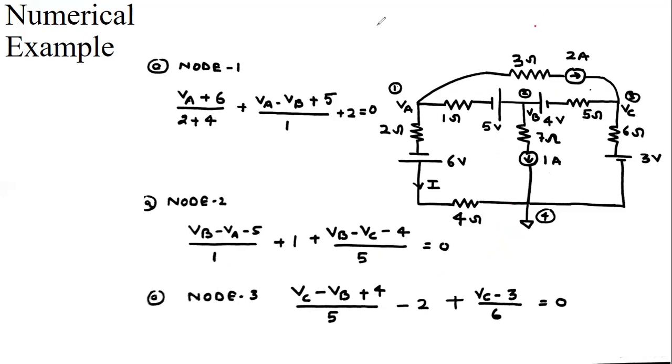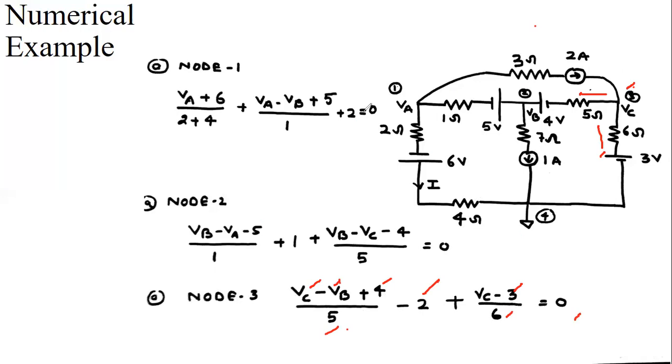Now apply the KCL at the third node, node C. So at node 3, the first outgoing current is VC minus VB, and from the negative side we have taken the positive sign, VC minus VB plus 4 upon 5. Second, 2 ampere current is coming at this node, so this is with the negative sign. And the third current in this branch is VC, and here is the plus sign, so consider it as minus 3, VC minus 3 divided by 6 equal to 0.